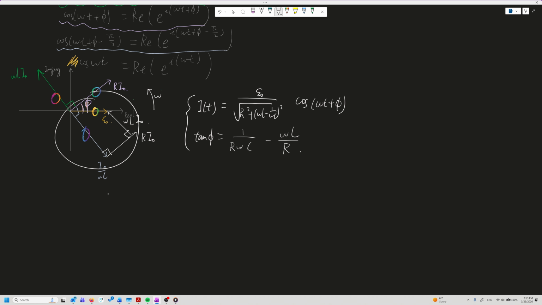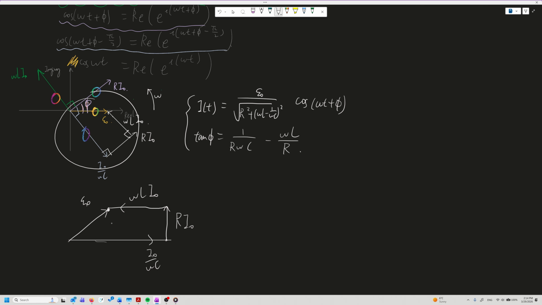So let me just redraw the quadrilateral here in a better way. So we had this. And we said this is R i0 pointing upwards. This is omega L i0. This is epsilon 0. And this is i0 over omega C. And just to mention something else, they connect head to tail. And that's how the sum of vectors works. So when we add all three vectors, we're connecting them head to tail, and as you can see, we come back to epsilon 0. That is geometrically. But what about algebra?